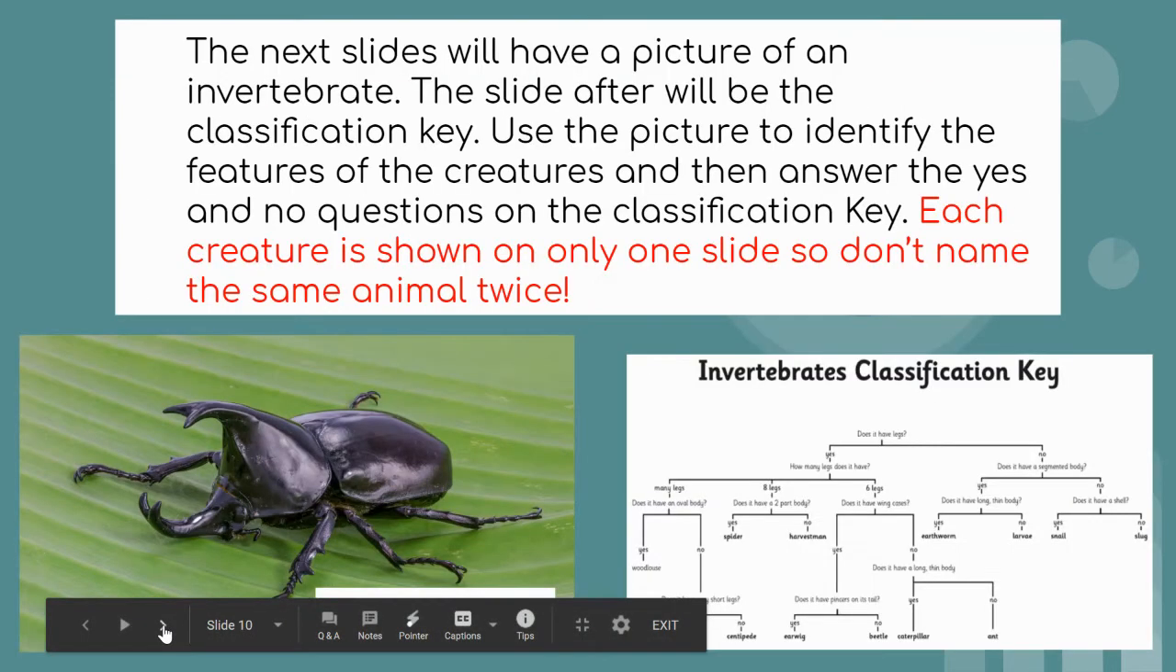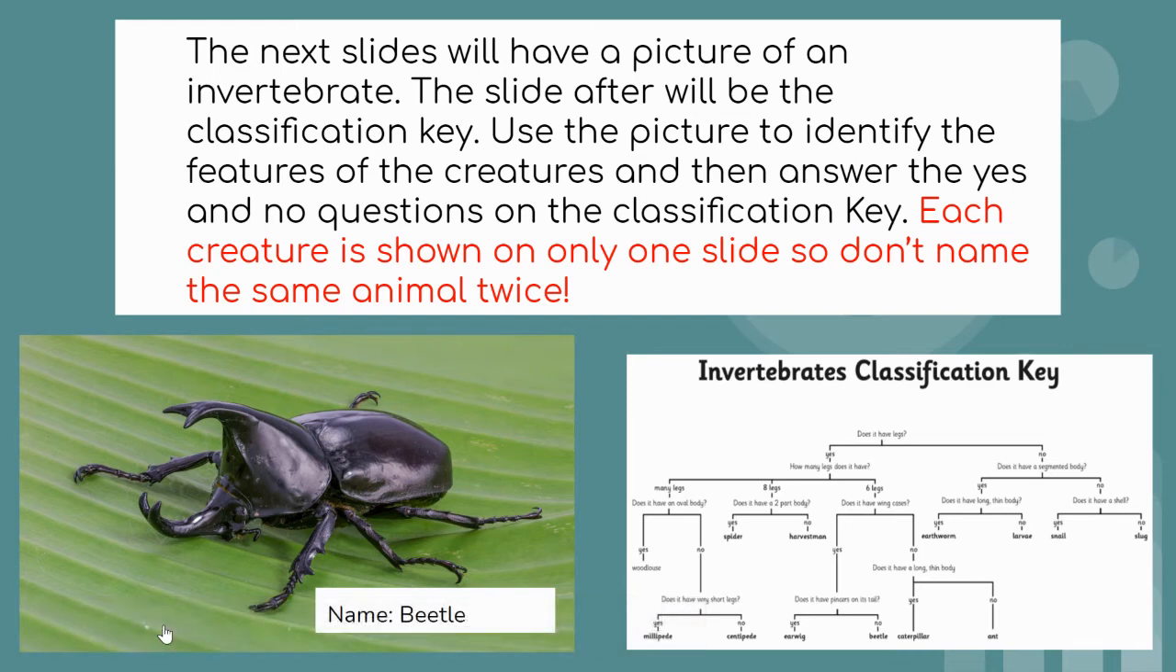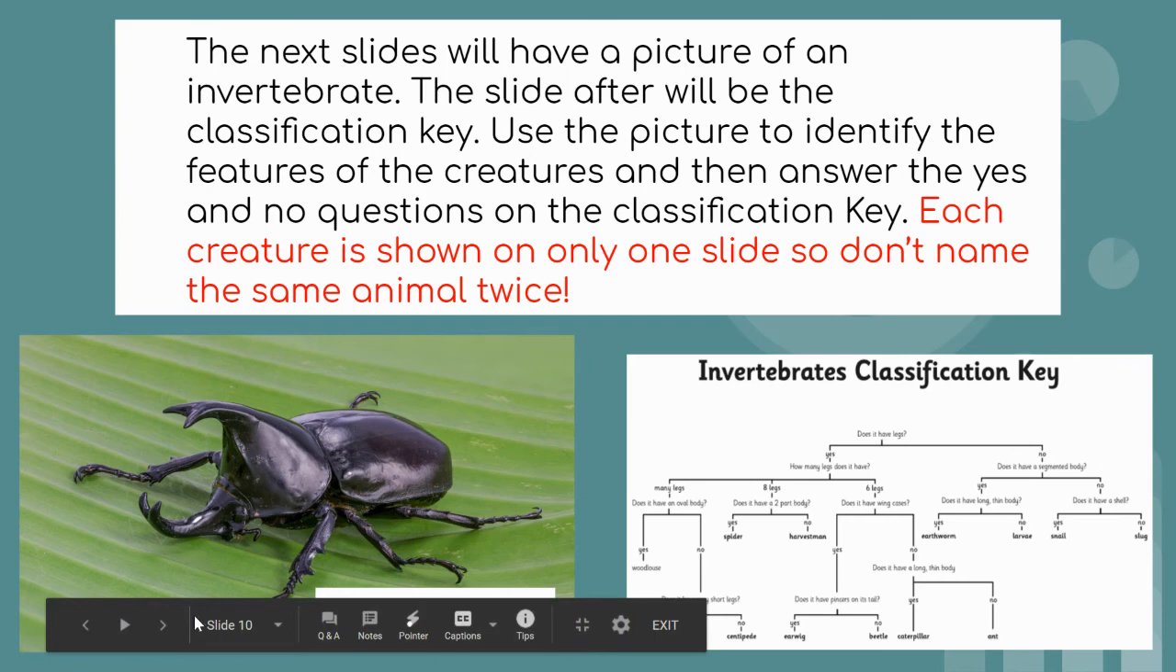So the next slides will have pictures of an invertebrate. The slide after will be the classification key. You're going to use the picture to identify the features of the creatures and then answer the yes and no questions on the classification key. Each creature is only shown once on the slide, so don't name an animal twice when you go and do your work.